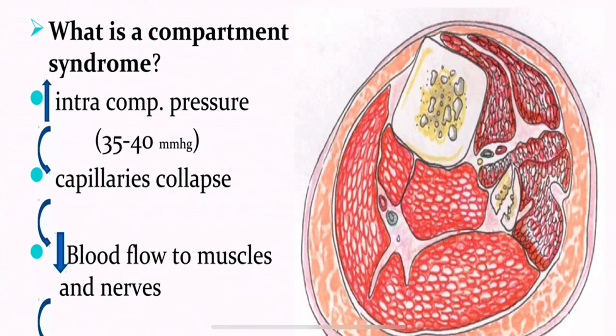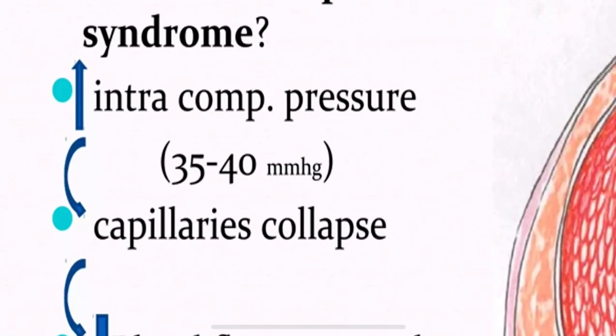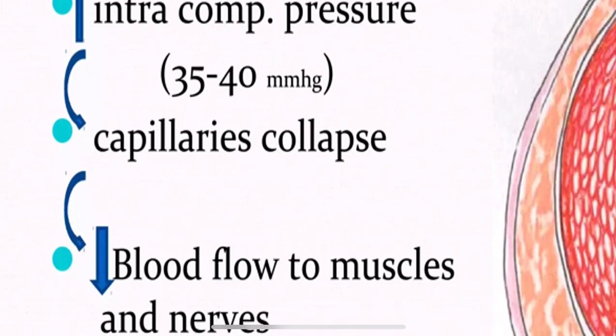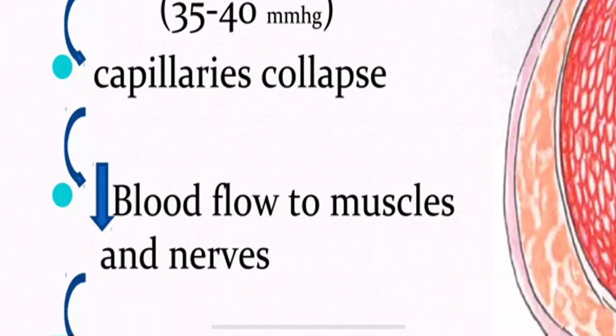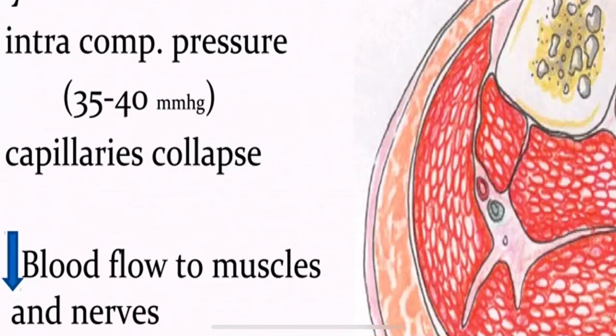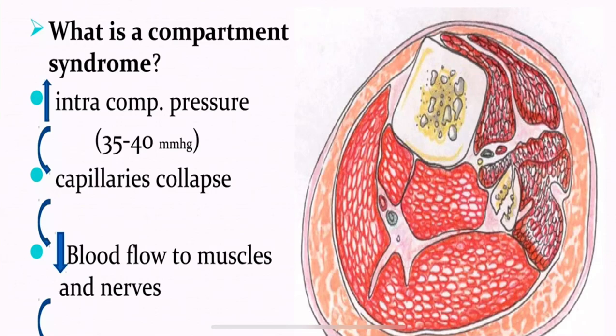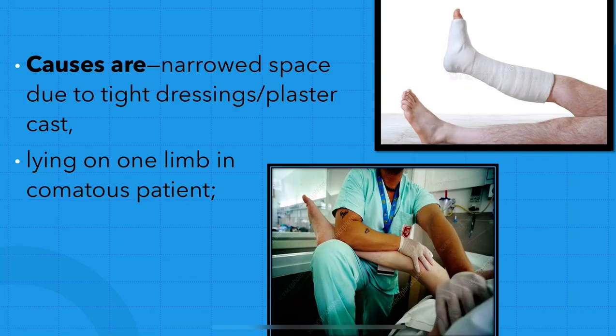What is compartment syndrome? Here, let us see that the intracompartmental pressure being raised to 30 to 40 mmHg will cause the capillaries to collapse, and the blood flow to the muscles and the nerves is reduced, and there is necrosis, gangrene, and finally amputation. What are the causes of this compartment syndrome? There is a narrowed space due to tight dressings or a plastic cast left for many years. Lying on one limb in a comatose patient can also cause compartment syndrome.